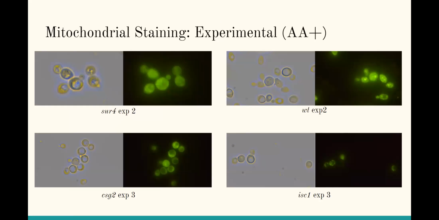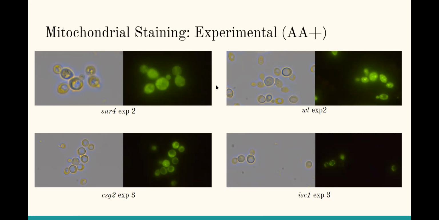So our next experiment is our mitochondrial staining experiment using DIOC6 fluorescent dye. All of these images are experimental. So this means that we use acetic acid to induce regulated cell death in all of these cells. You can see here, there is the staining of the mitochondria. It's all outside of the vacuole. And if there is any in the vacuole, we believe that would be turnover.